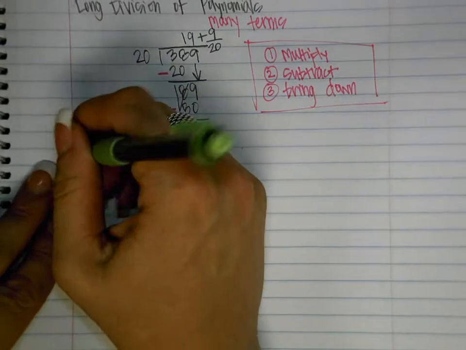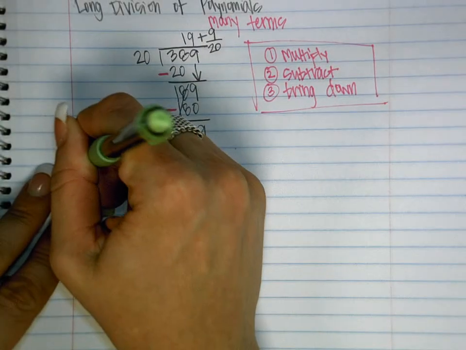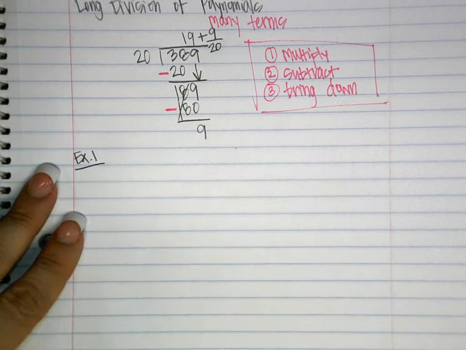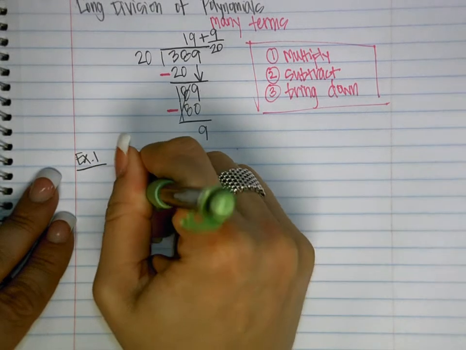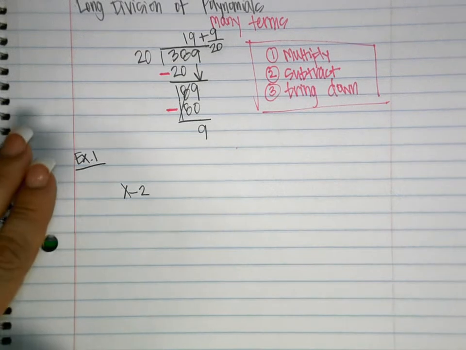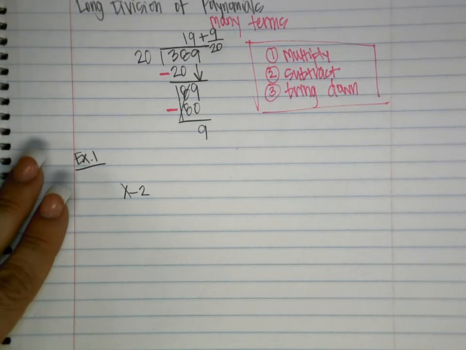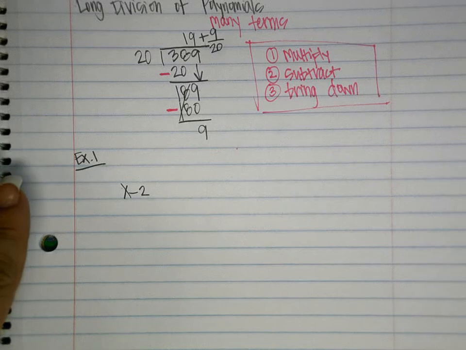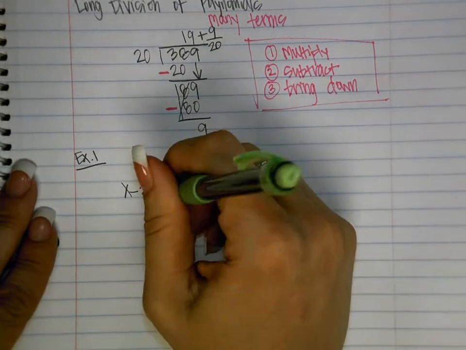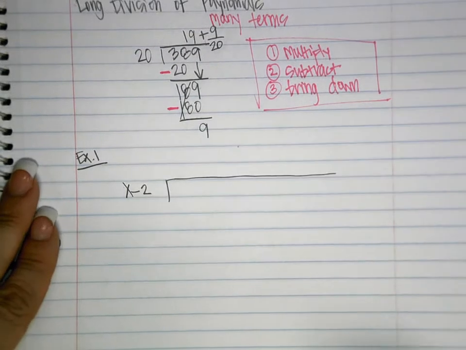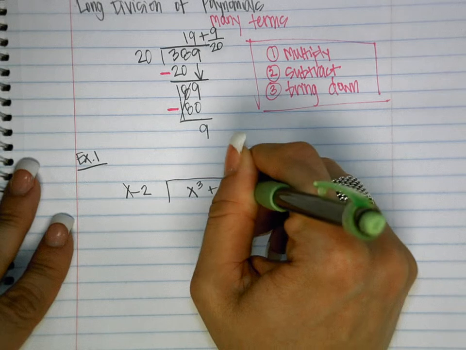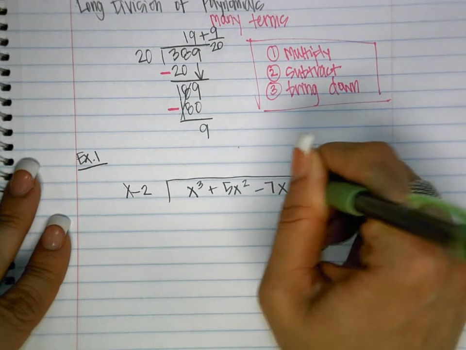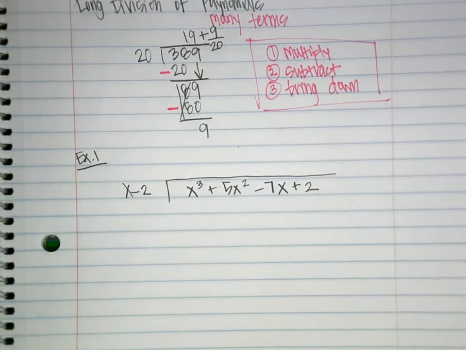Okay? But, of course, you're in Algebra 2 now, so we're not just going to have numbers. We're going to add in some variables and all that good stuff. So, x minus 2. Yes, you need to have the little adding sign. Because if it's not there, it's implied that it's multiplied. And it's not multiplied, it needs to be added. So yes, you have to put the little plus sign. So x minus 2 divided into, nice big division bar, x cubed plus 5x squared minus 7x plus 2.